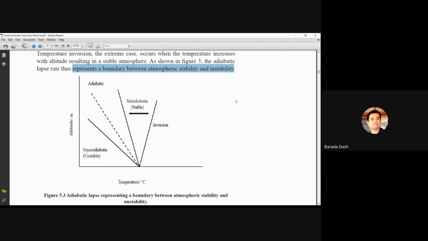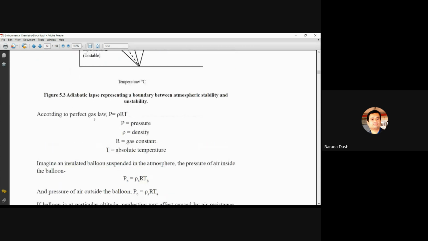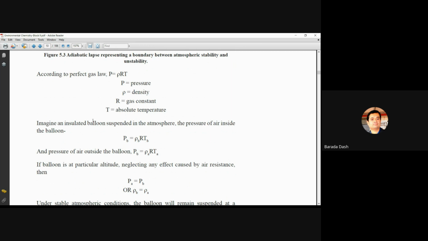So gamma d is the adiabatic line; this shows how altitude and temperature vary. Superadiabatic is unstable; adiabatic and subadiabatic are stable. With altitude, depending upon how much the temperature varies, it could be adiabatic, it could be inversion, it could be super adiabatic. So the adiabatic lapse rate represents a boundary between atmospheric stability and instability.